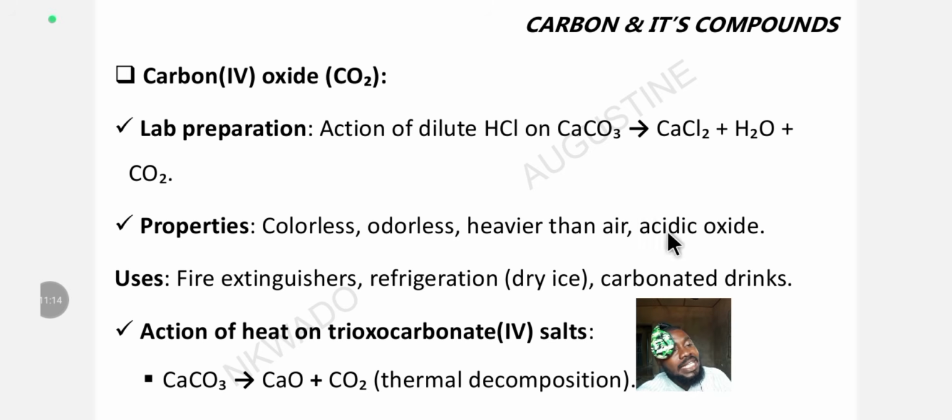So it is an acidic oxide because it's an acid anhydride. It dissolves in water to form what? To form an aqueous acidic solution. All right, what are the uses of carbon(IV) oxide? It is used to manufacture fire extinguishers. Remember, carbon(IV) oxide, that gas itself, extinguishes fire.